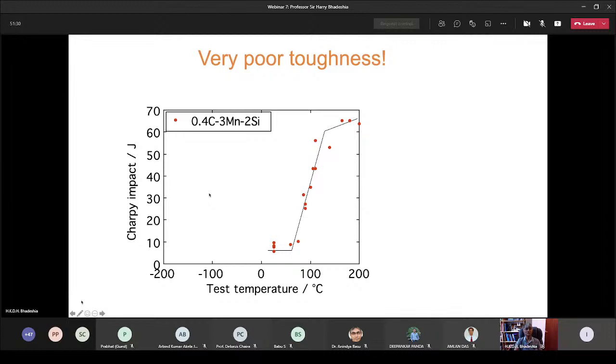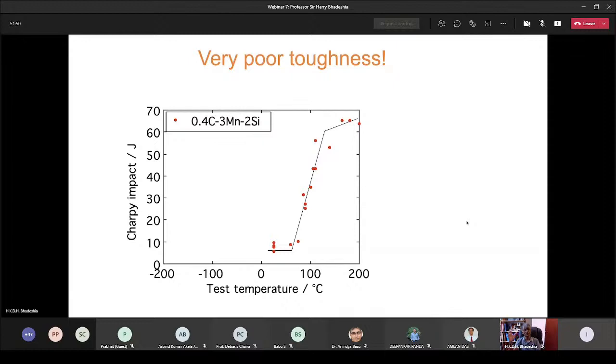So something is wrong with our idea, okay? Our theory, if you like. Something has gone badly wrong, which is giving us extremely poor toughness. It is very strong, but strength is of no use without toughness.